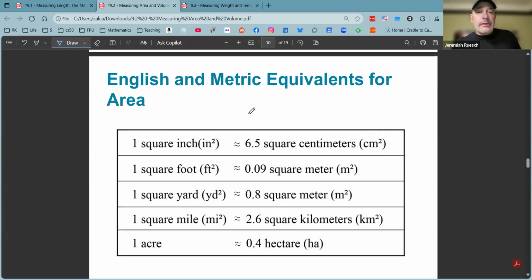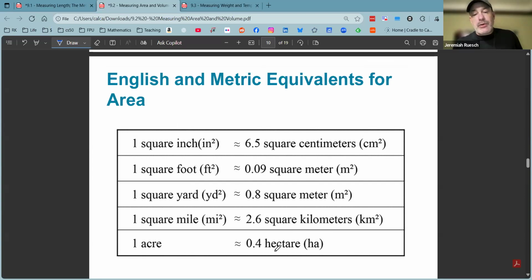All right. English and metric equivalents for area. So 1 square inch is 6.5 square centimeters. 1 square foot is approximately 0.09 square meters. 1 square yard is approximately 0.8 square meters. 1 square mile is roughly 2.6 square kilometers, and 1 acre is about 0.4 hectare.